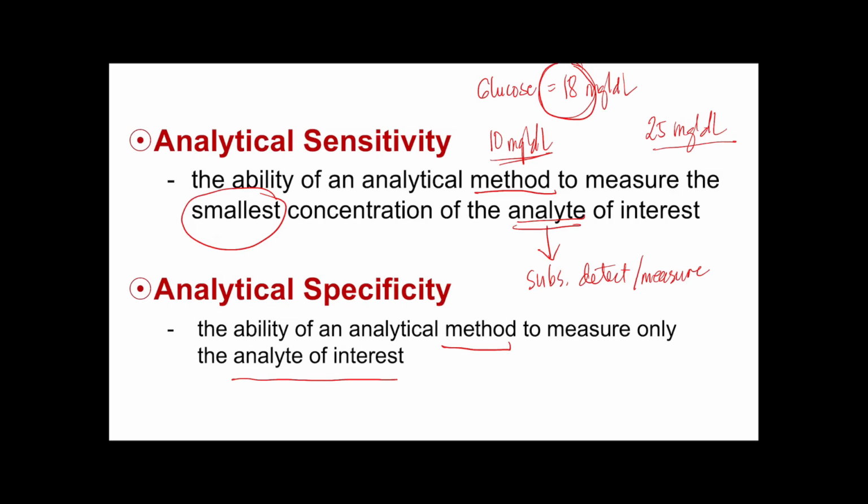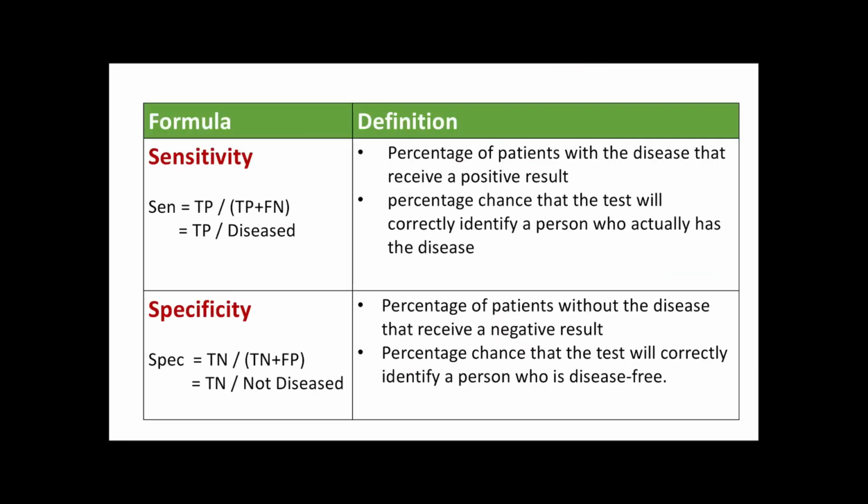But if your machine has a high specificity, then it will only measure glucose and nothing else. So that is what it means when we say analytical specificity. Now let's apply the terms sensitivity and specificity for the screening and diagnosis of the patient's condition.